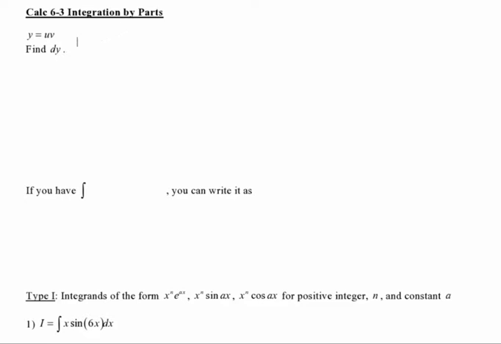So when we apply that here, we're going to say dy equals the differential of the first, du times v, plus the first times the differential of the second. Now let's rearrange this. I want to solve for u dv, and I'll just put that over here to make it easier to see. We'll move the v du to the other side, so we'll have dy minus v du.